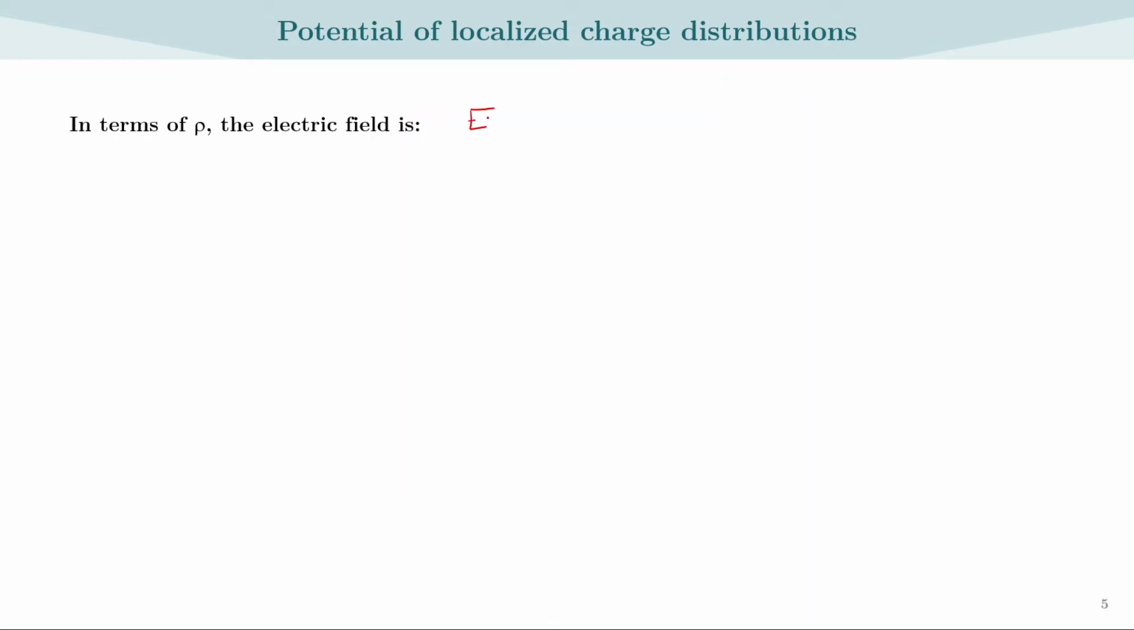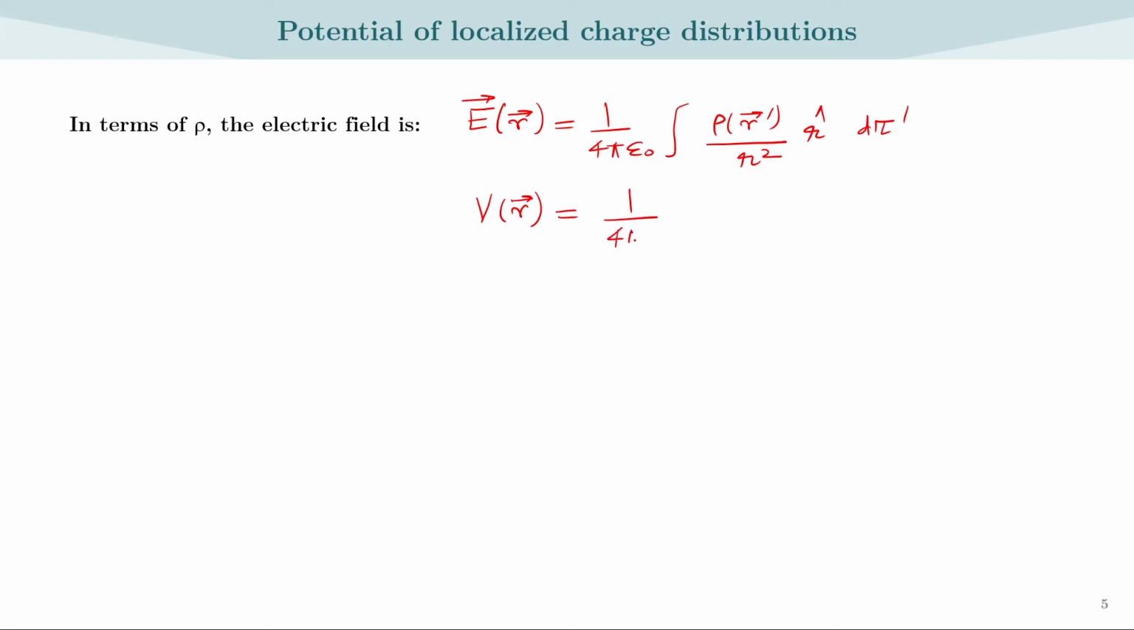In terms of rho, the electric field is given by E(r) equals 1 over 4 pi epsilon 0 integral rho(r prime) over script r square, script r hat, d tau prime. Now the corresponding potential is V(r) equals 1 over 4 pi epsilon 0 integral rho(r prime) over script r then d tau prime. Now comparing these two equations, we find that the pesky unit vector script r hat is gone in the expression for the potential.